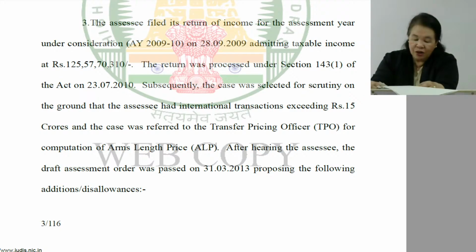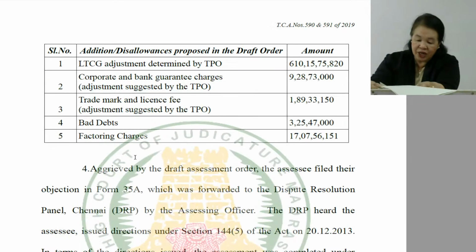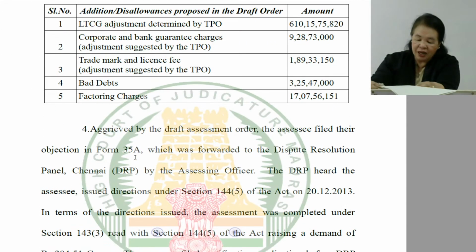So, LTCG adjustment determined by the TPO or Transfer Pricing Officer. Magkano to? 610 crore, 15,75,820. Corporate and bank guarantee charges. Adjustments suggested by the Transfer Pricing Officer again. Ito yung mga corporate and bank guarantee charges. 9 crore, 28,73,000. Trademark and license fees.